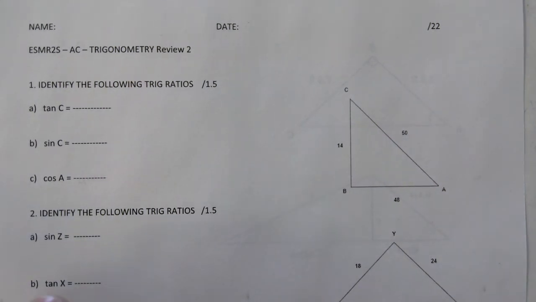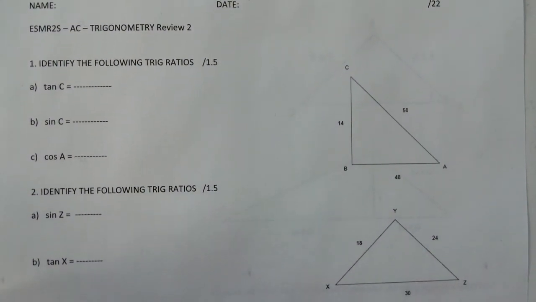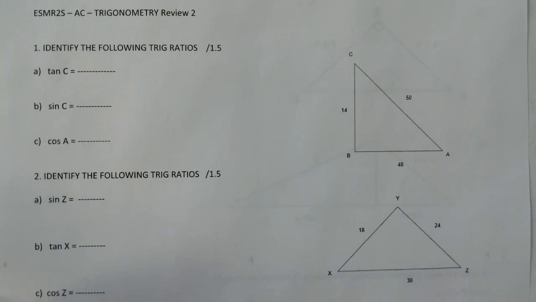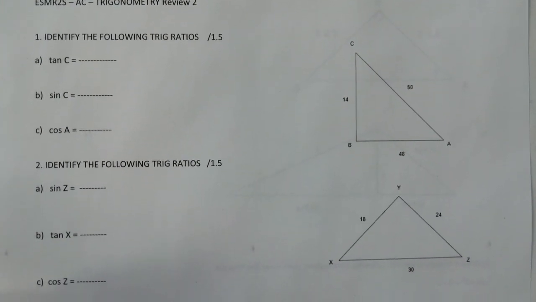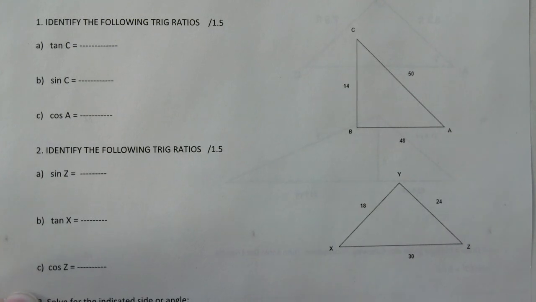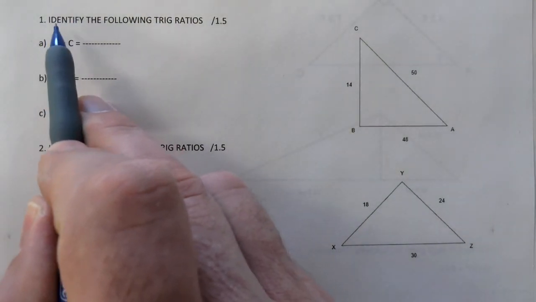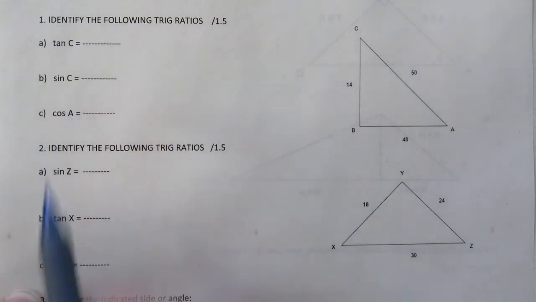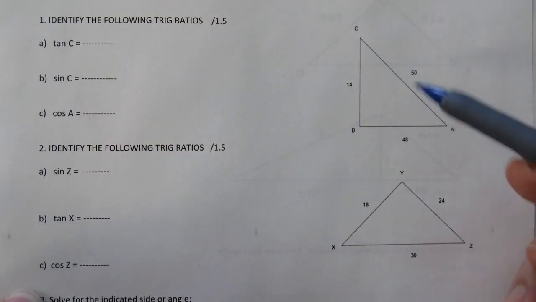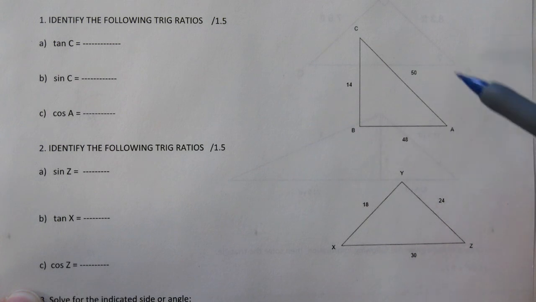Okay, so let's start with the first couple of questions. It's half a mark for each correct ratio. When you have to identify or write the ratio, you will have to refer to the triangle that's next to it.